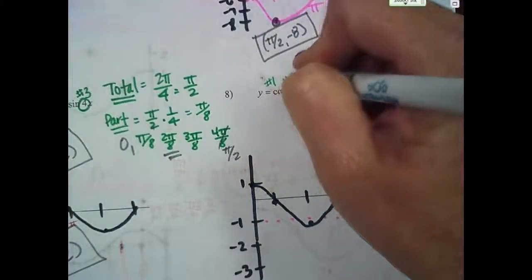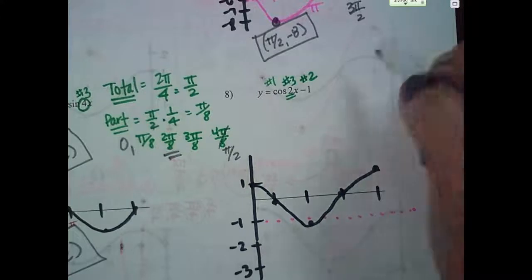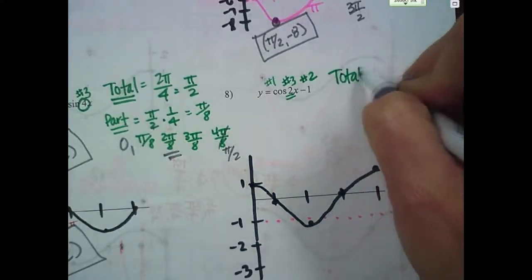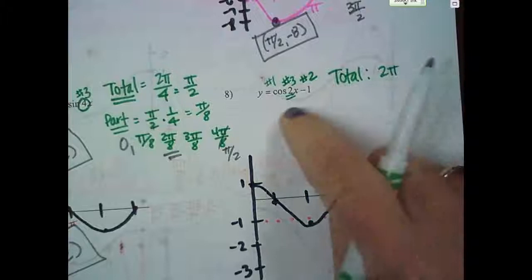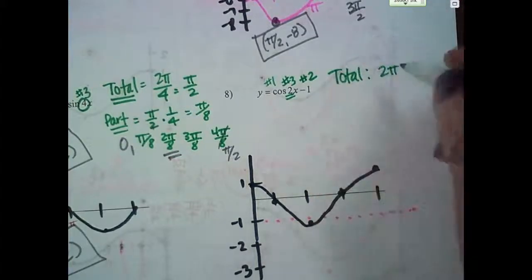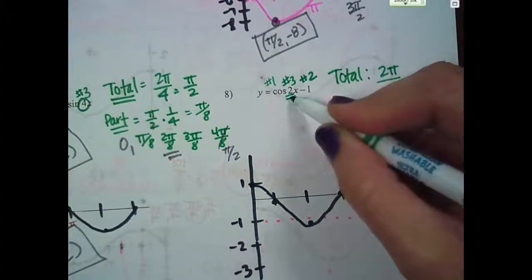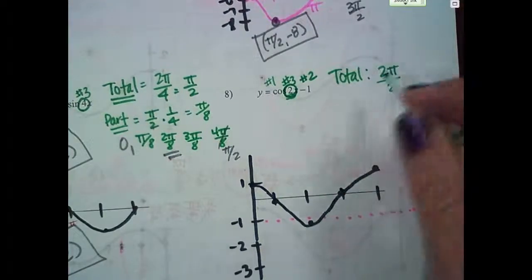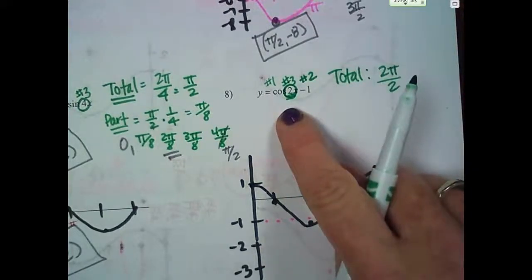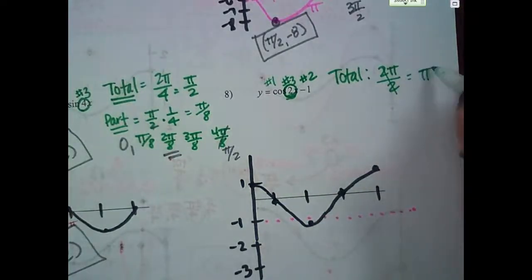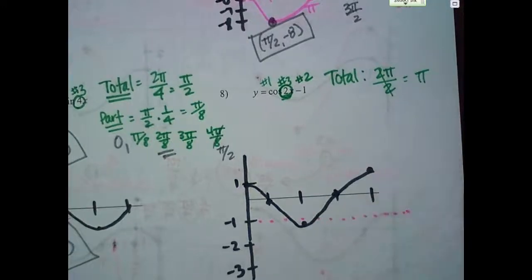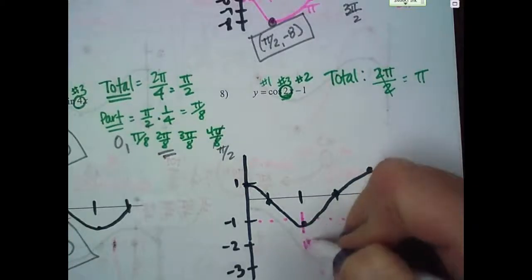Number 3, it has a period, a new one. So the way I do this is my total normally would be 2 pi, but we're going to take 2 pi and divide by what? Divide by 2. You always divide. First step is divide by the number that's there. So divide by 2. And so my new total is pi. Your whole picture will be finished at pi, which means that it's half as big, right? So now my picture finishes right here at pi.